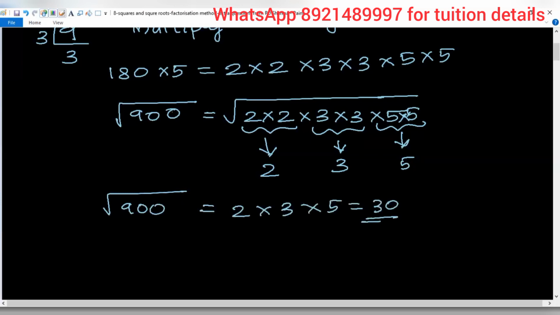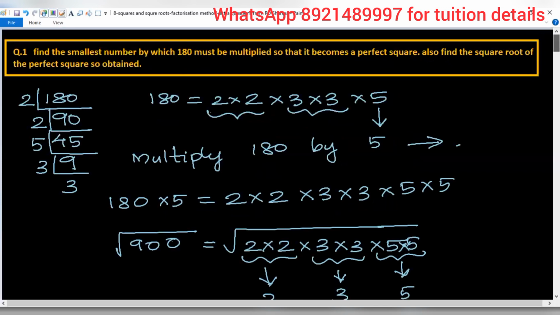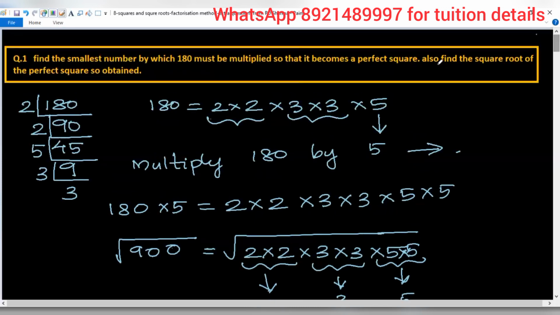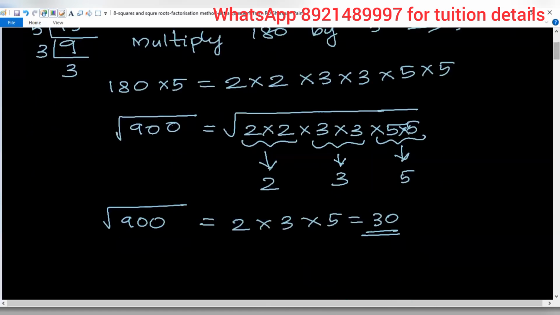So this is the square root of that number. That was also asked in the question, right? Also find the square root of the perfect square so obtained. So the number is actually 900 and the square root is 30. Hope all of you understood. Now we will go to the next question.